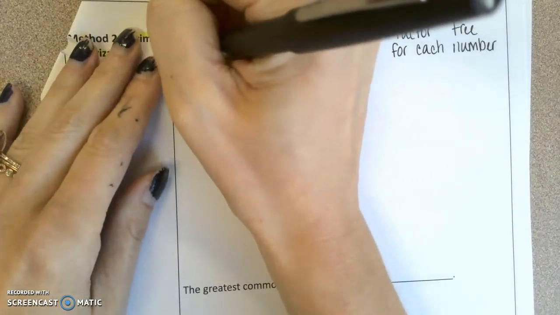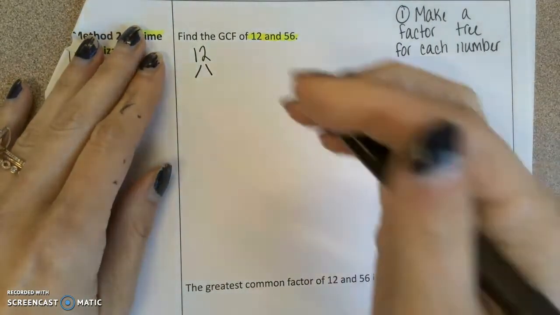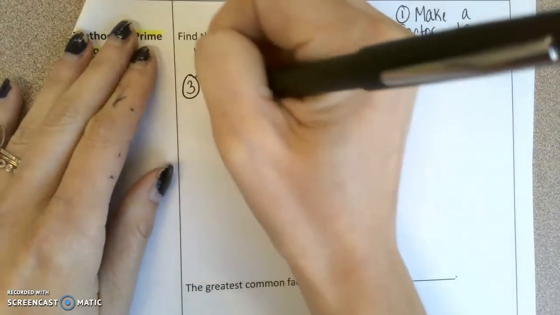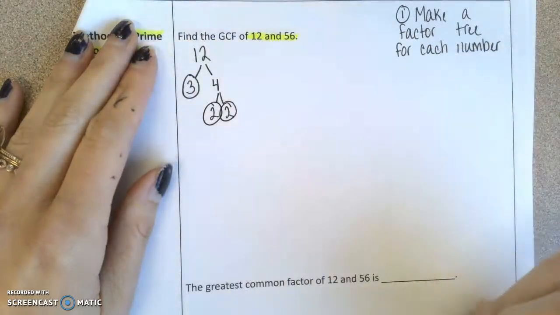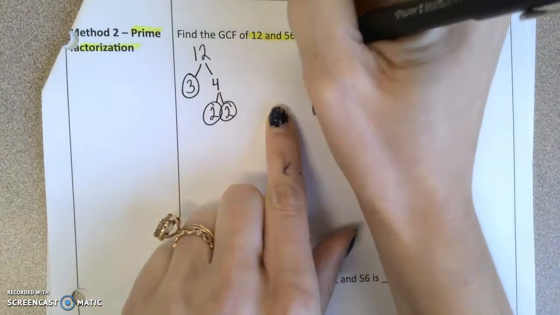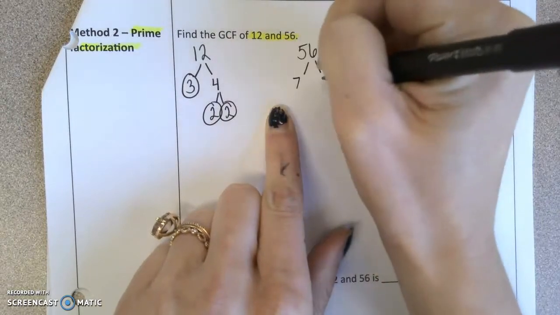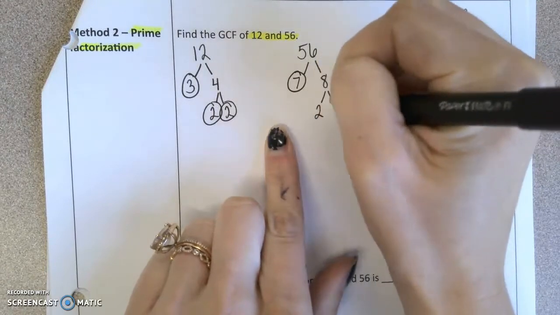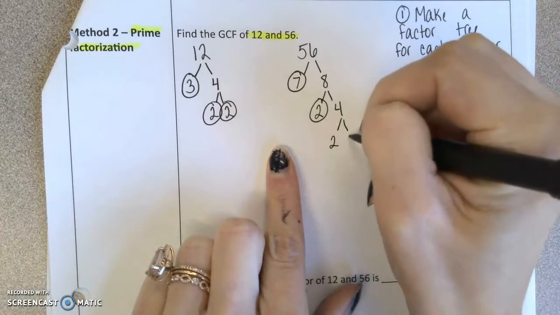So let's do that for 12. Remember, you can choose any factor pair. I'll just go 3 and 4 for this one. Okay, so factor trees like we did yesterday. And then I'm going to do 56. I'll go 7 and 8 for this one. 8 can be broken up into 2 and 4. And then I can break that 4 up into 2 and 2.